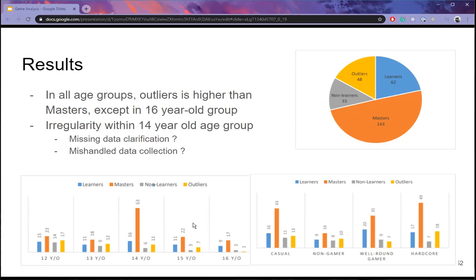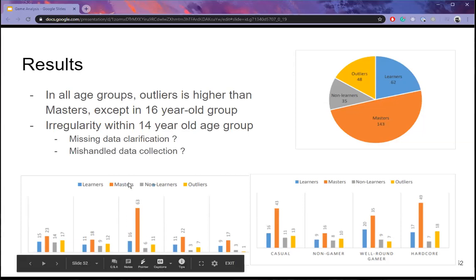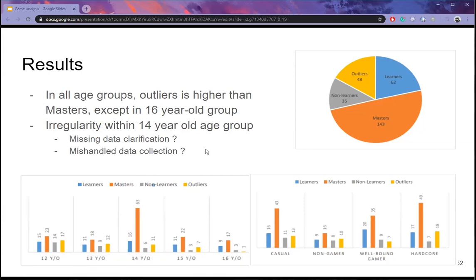So maybe a group of children wasn't supervised properly. So maybe there was some cooperation between them, which then made that there was a higher amount of masters. Similarly, as you can see in the game habits, there seems to be a clear indication of people who play games scoring higher on this test than the ones that don't play any games. Next.